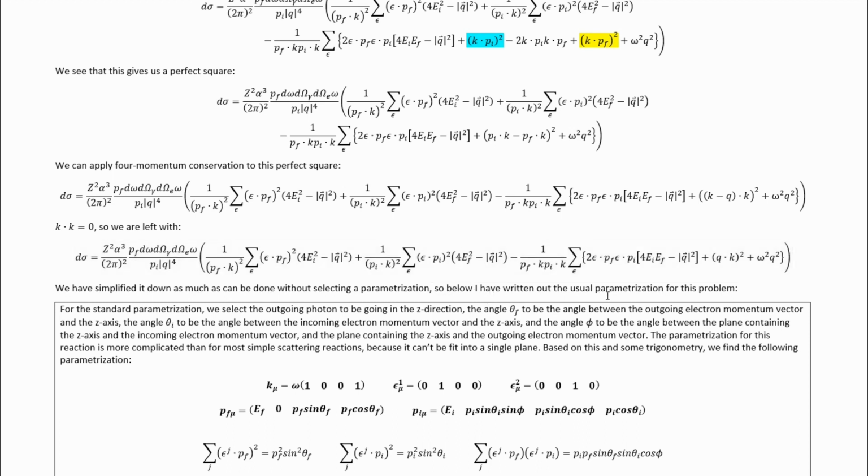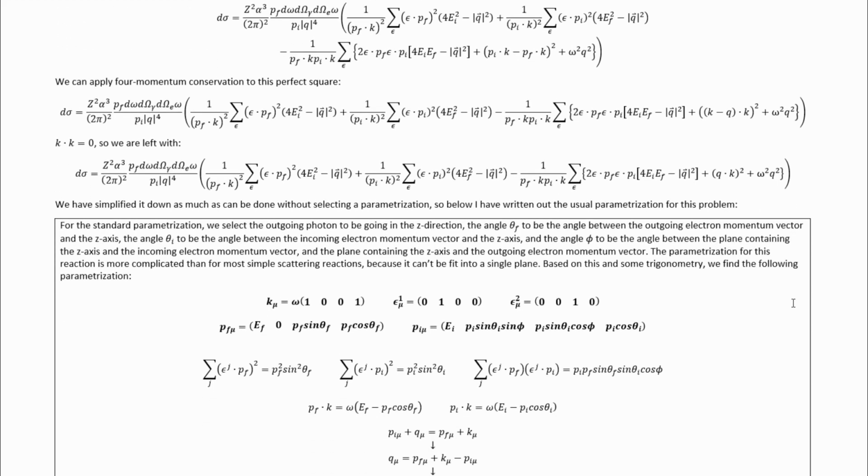So below I have written out the usual parameterization for this problem. For the standard parameterization, we select the outgoing photon to be going in the z direction, the angle theta final to be the angle between the outgoing momentum vector and the z-axis, the angle theta initial to be the angle between the incoming electron momentum vector and the z-axis, and the angle phi to be the angle between the plane containing the z-axis and the incoming electron momentum vector and the plane containing the z-axis and the outgoing electron momentum vector. The parameterization for this reaction is more complicated than for most simple scattering reactions because this reaction can't be fit into a single plane.